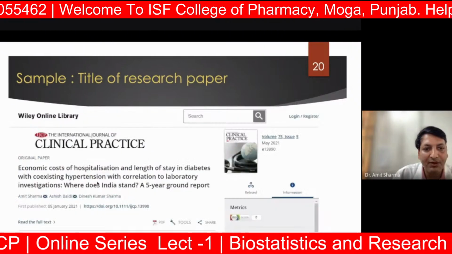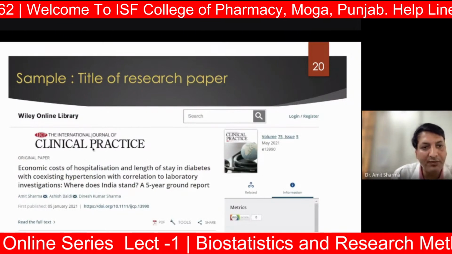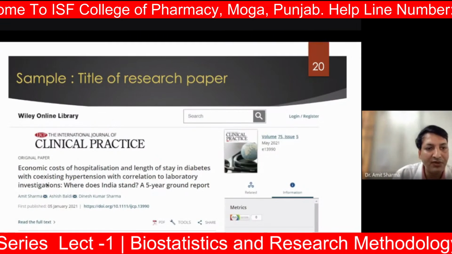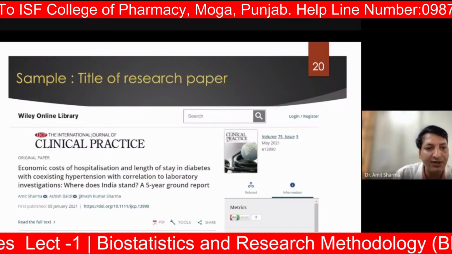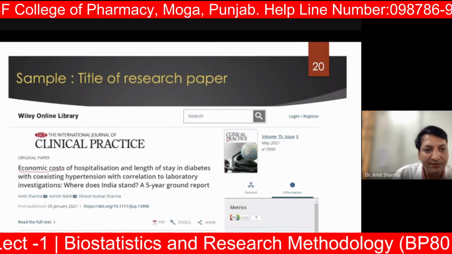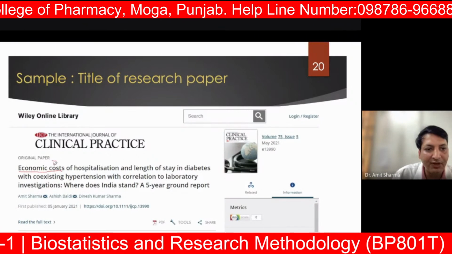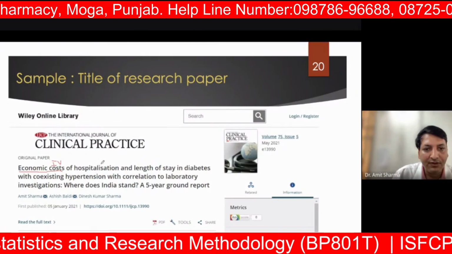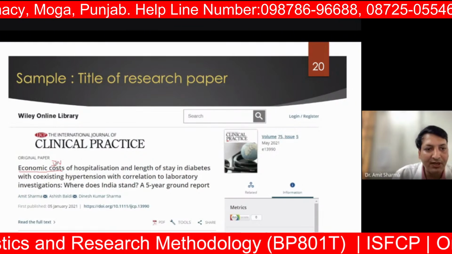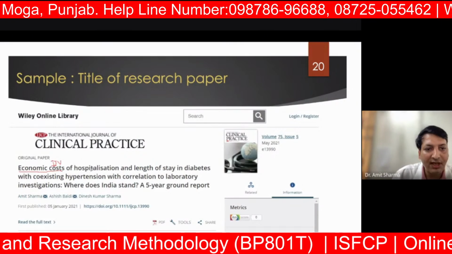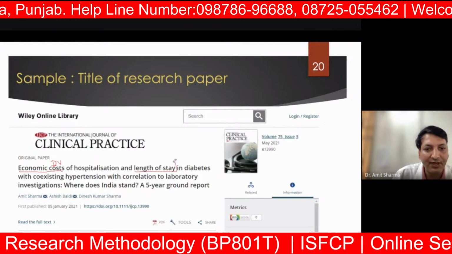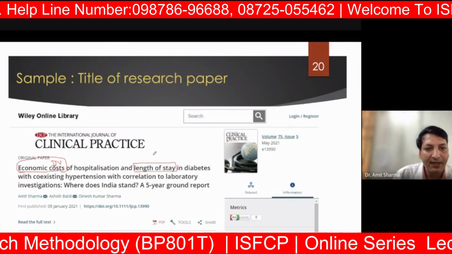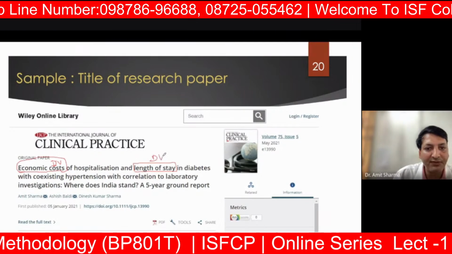I'll show a second example to you. This was also my paper, which was published in January 2021. And you can see how I made the title for this one. Economic cost was the independent variable. Sorry, it was the dependent variable. Economic cost and length of stay. These are the two dependent variables which I worked on. These were the dependent variables for my study.